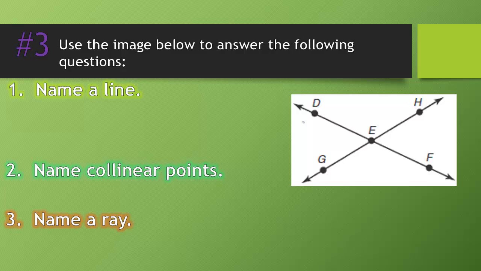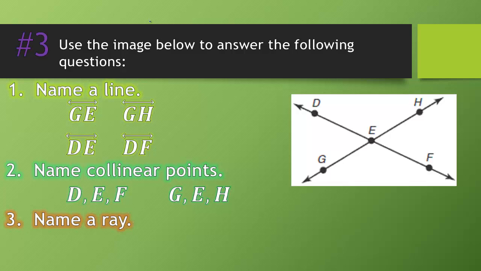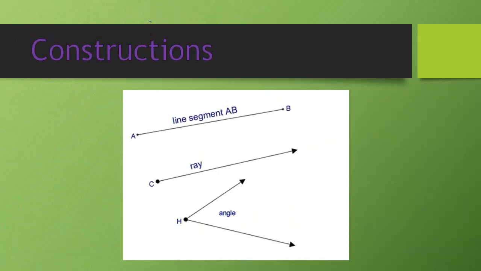All right. Again, try it on your own. See if you do any better this time. Or, unless you did perfect last time, then match what you did. So lines, you could have GE, GH, DE, DF. Collinear points, DEF and GEH. And then a ray, you could have ray ED, ray EG, ray EH, and ray EF.